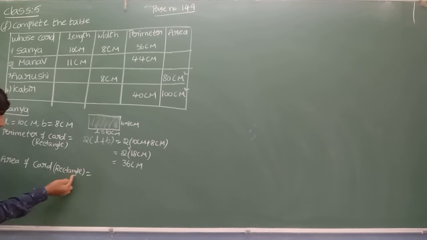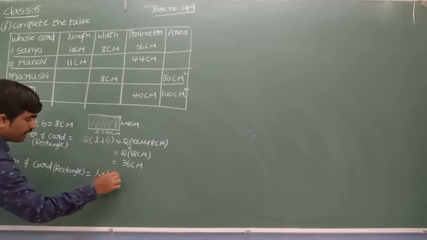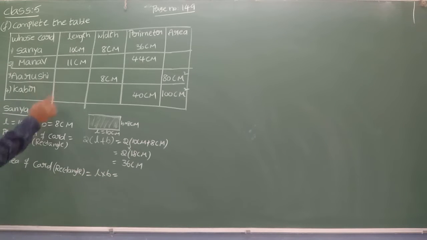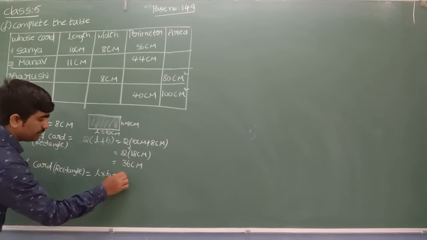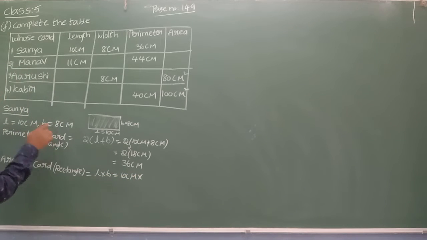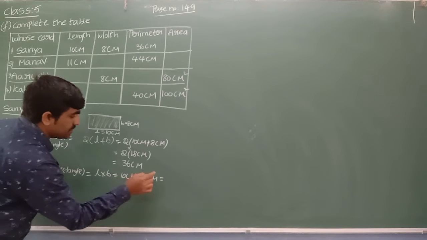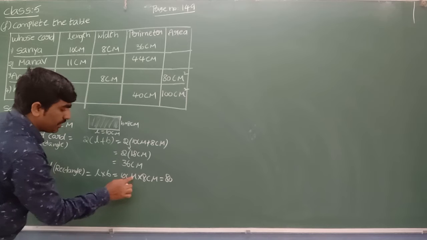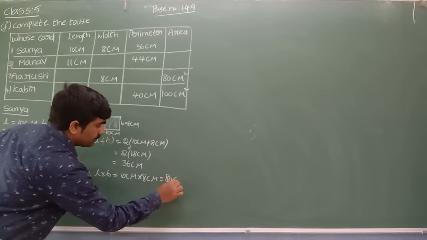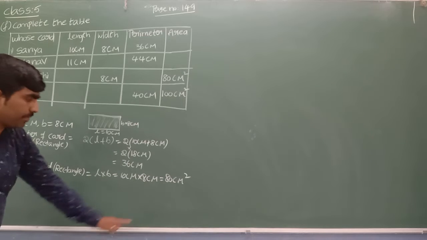So when it is a rectangle shape, to find the area of such a card, what is the formula we have? Length into breadth. What is the length here? 10 centimeters into, what is the breadth? 8 centimeters. So 10 8s are 80, centimeter into centimeter. We'll write it like this and read it as square centimeter.